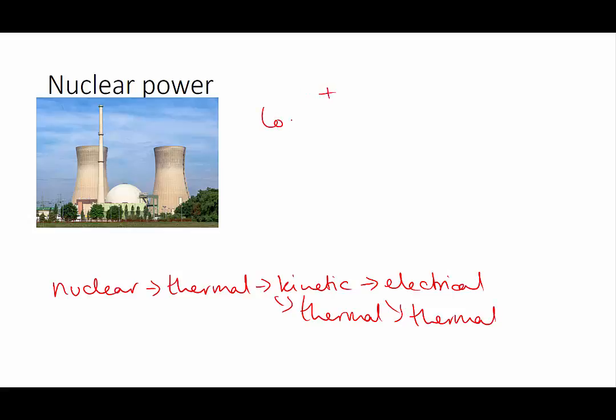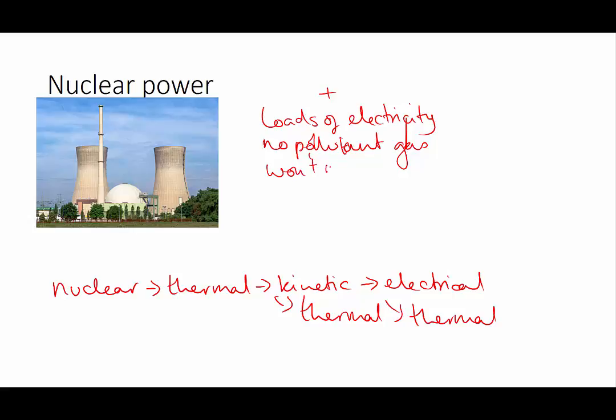So the good things about nuclear power are that it produces loads of electricity. For a kilogram of fuel, it produces thousands of times more electricity than coal, oil, or gas does. It doesn't produce any pollutant gases, so none of that nasty carbon dioxide or sulfur dioxide. And it's not going to run out for a very long time. We've got a very large supply compared to how much is actually needed at any given time.